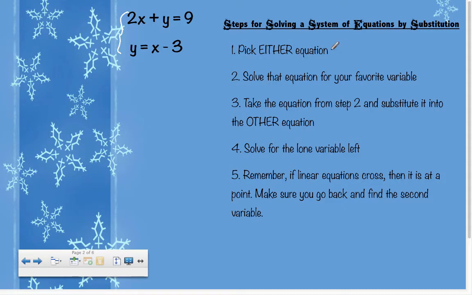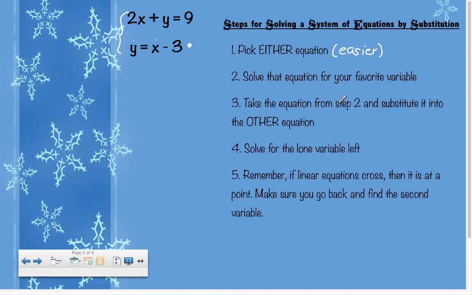Pick either equation. It doesn't matter. When I pick an equation, I generally like to pick the easier looking one. That's going to be your opinion, but to me, this is the easier looking equation. Why? Because the variables don't have coefficients. Solve this equation that I picked for my favorite variable. In this equation, I have two variables, y and x, and it just so happens it's already solved for y, so I don't have to do anything to it.